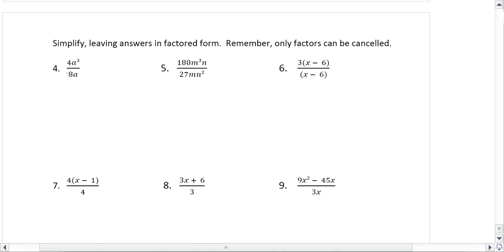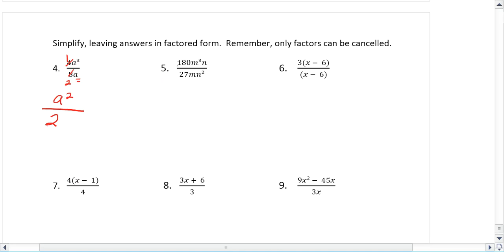So in example 4, we have 4a to the third over 8a. Well, this 4/8 reduces the way it always has since you were in 4th or 5th grade. 4/8 reduces to 1/2. So the 4, I don't need to write a 1, but you can. And the 8 would reduce down to a 2. So in other words, we've taken a 4 out of here and gotten 1, a 4 out of there and gotten 2. This a divides away one of these a's, so we're left with an a squared. So completely simplified, example 4 is a squared over 2.